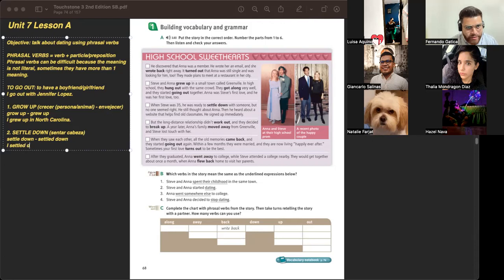I settled down when I was 28. Senté cabeza cuando tenía 28 años. I settled down when I was 28. Noemi, when did you settle down? ¿Cómo se dice aún no siento cabeza? Ah, very good. I haven't settled down yet. Nice, nice. Living la vida loca. All right. Exactly.